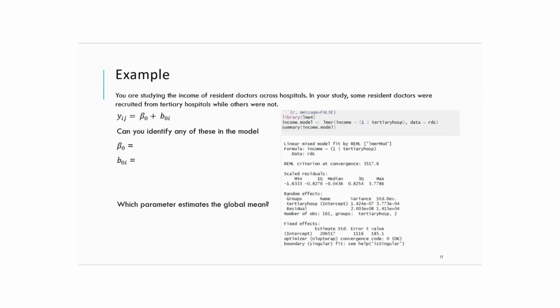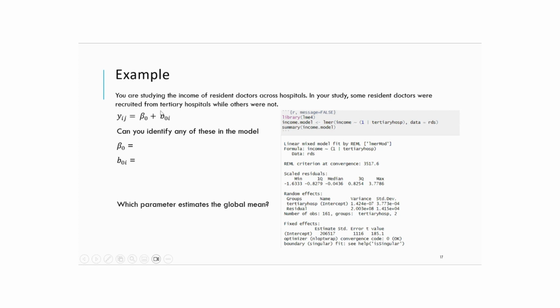of the doctors, irrespective of whether they're in a tertiary hospital or not. This is the global mean of doctors on average, right? So this is the global mean on average. But now we're saying some of these doctors work in a tertiary hospital and some of them do not.